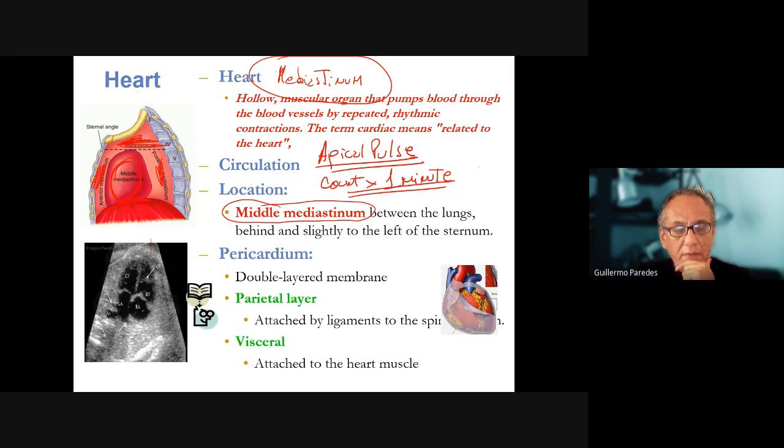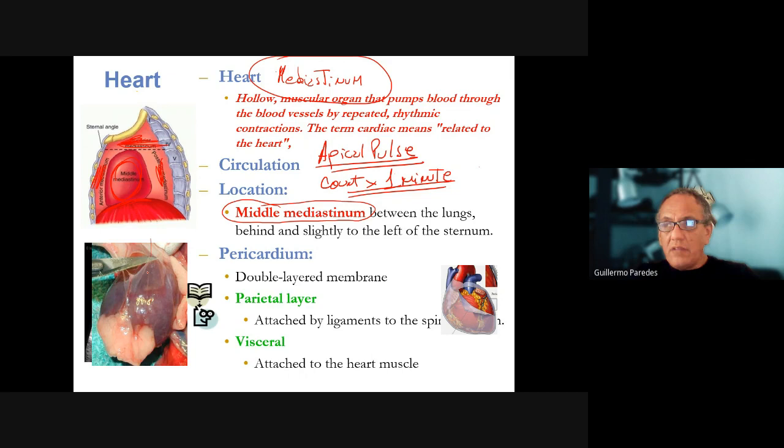So here we have an ultrasound, I'm not going to go into that. So we have the layers that cover the heart. Look at this. This is a membrane that is surrounding the heart. This membrane is a double layer membrane. We already talked about that. In the membrane, we have the parietal layer and the visceral layer.